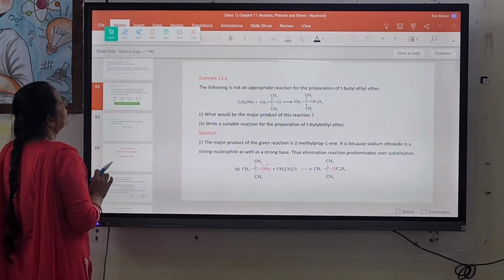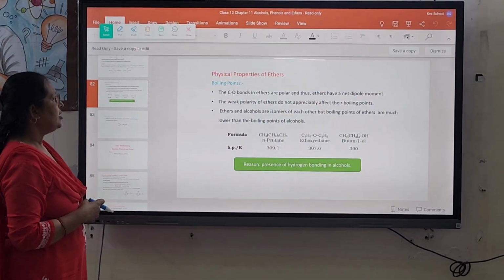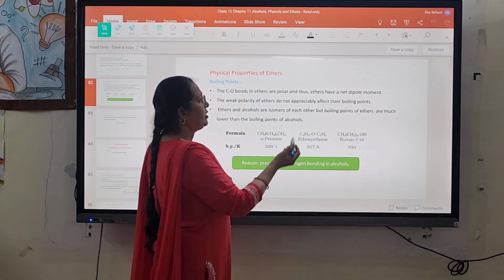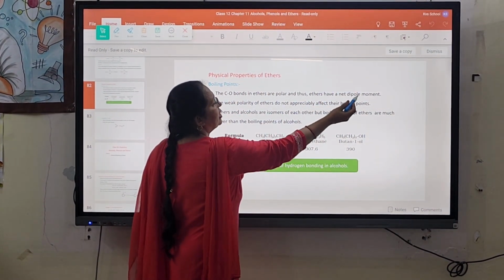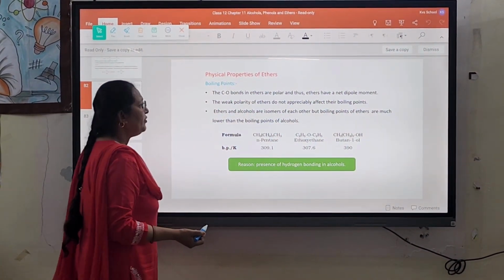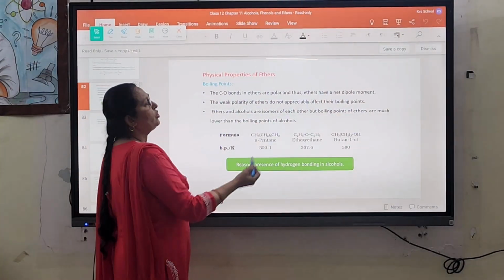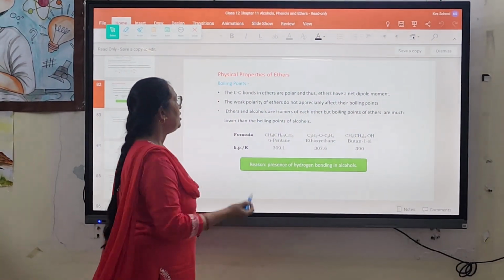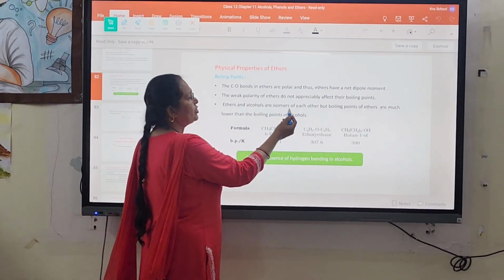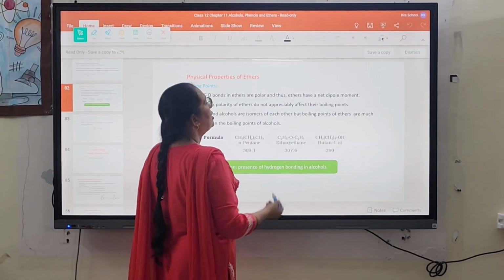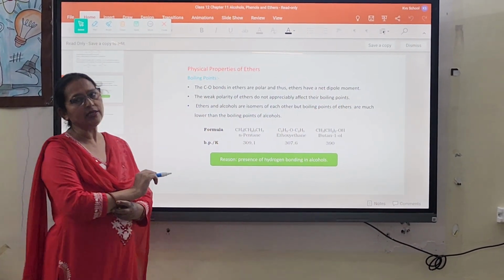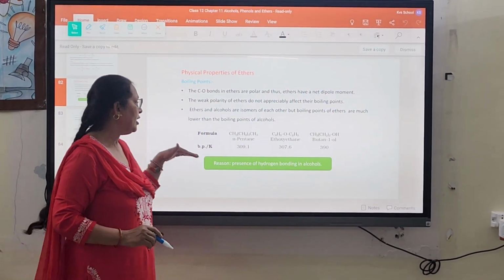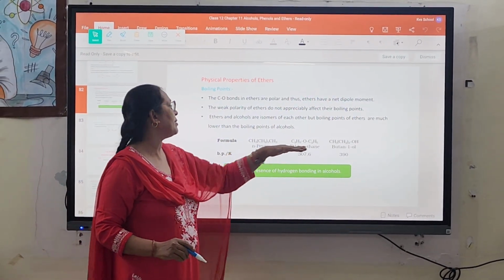Now the physical properties of the ethers. Carbon-oxygen bonds in ethers are polar in nature. Ethers have a net dipole moment. The weak polarity of ether does not appreciably affect their boiling point. Ethers and alcohols are isomeric to each other, but the boiling point of the ether is much lower than the boiling point of alcohol. We can take 3 examples.